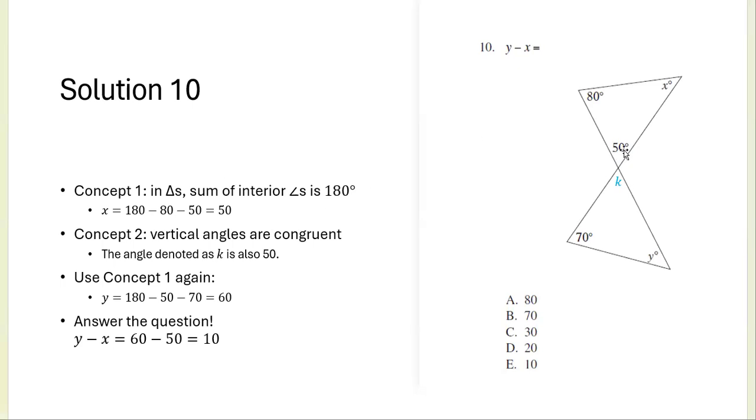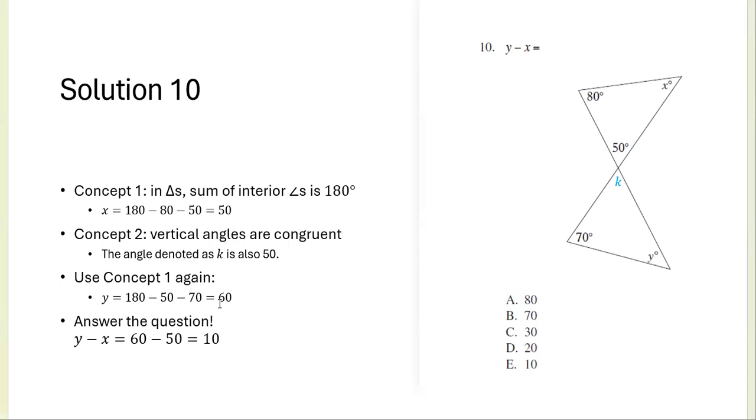And then this 50-degree angle is a vertical angle to this K that I marked here in blue. Hopefully you can see it. Okay. Vertical angles are congruent, meaning K is 50 as well. And then we can use concept 1 again. Sum of the angles is 180. So y is 180 minus 70 minus 50, which is 60.